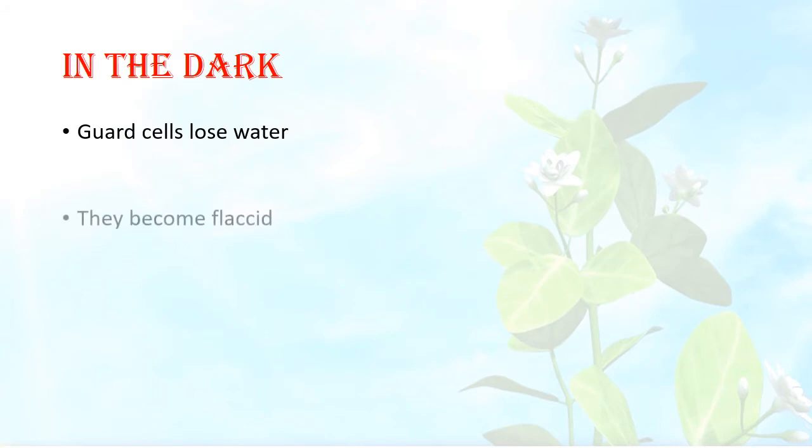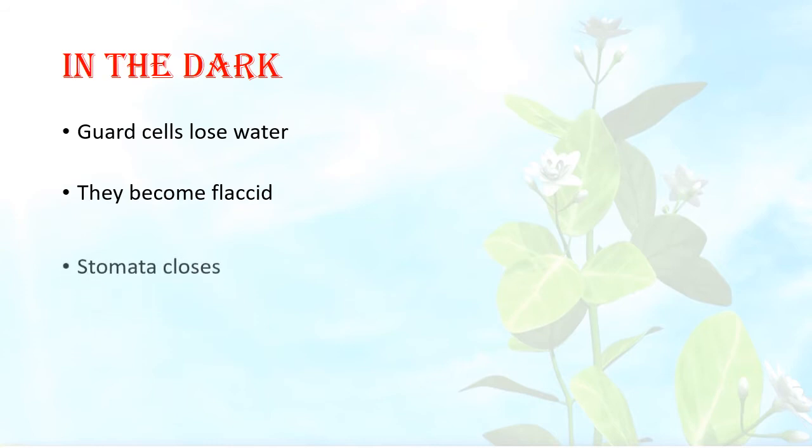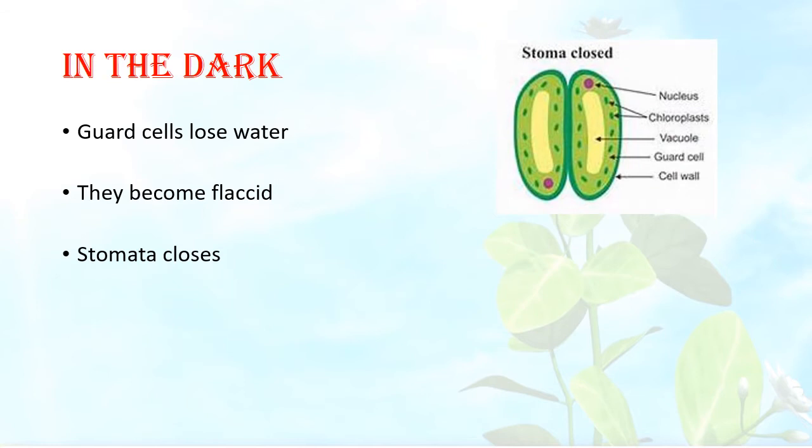Tell me what happens to the stomatal pore during night time or in the dark. Can you suggest? Okay, let's see. Guard cells lose water and become flaccid. So when they become flaccid, what happens to the stomatal pore? Yes, stomata close. You can see in the diagram, they become flaccid due to loss of water. So the stomatal pore closes.